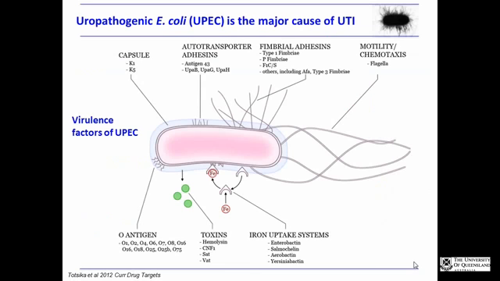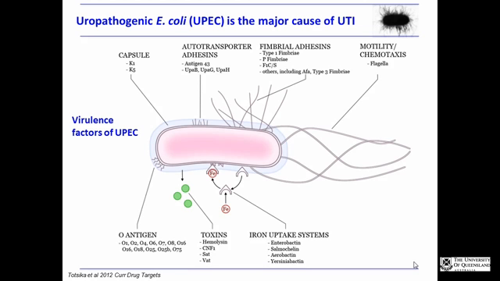So this is the major cause of UTI: uropathogenic E. coli, or UPEC as I'll refer to it. It has a number of virulence factors that enable it to colonize the urinary tract and cause disease. I don't have time to go into a lot of detail about these, but I'll just mention a few. The capsule and O antigen are polysaccharide matrix or material that surrounds the entire bacterial cell and provides protection against the immune system.